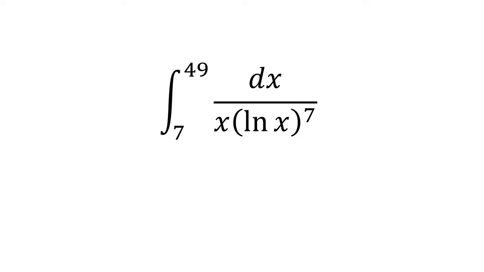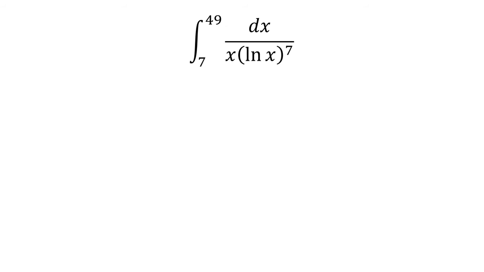In this video, we'll be finding the integral from 7 to 49 of 1 over x times ln of x to the 7th power. Now the first thing we're going to do is make a u substitution. We're going to let u equal ln of x. So du is 1 over x dx.